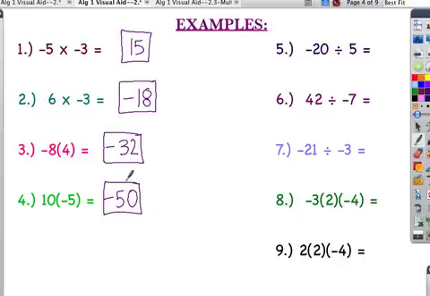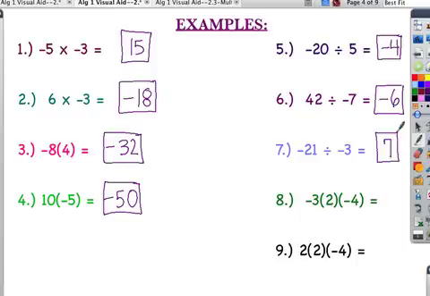Number 5, negative 20 divided by 5. 20 divided by 5 is 4. They are unlike signs, so I get negative 4. Number 6, 42 divided by negative 7. Well, 42 divided by 7 is 6, and they're unlike signs, so I get a negative answer. Number 7, negative 21 divided by negative 3. 21 divided by 3 is 7. They're both negative. Same sign gives me a positive answer.